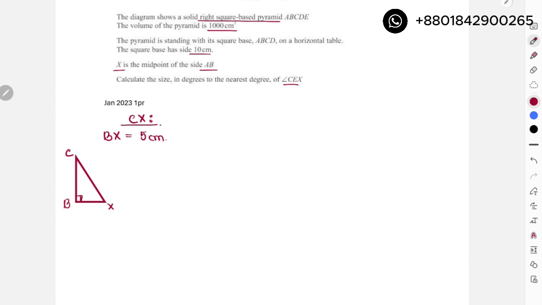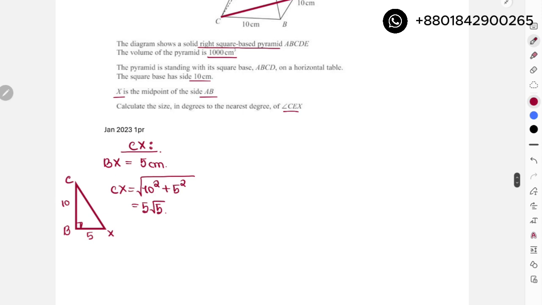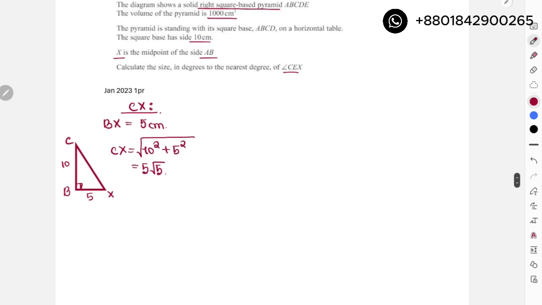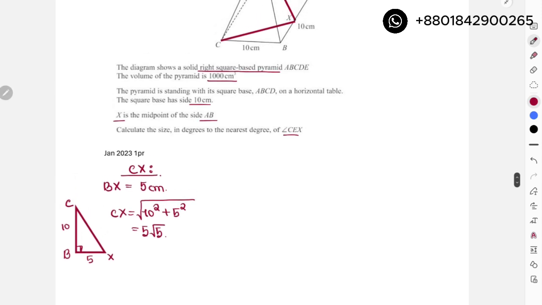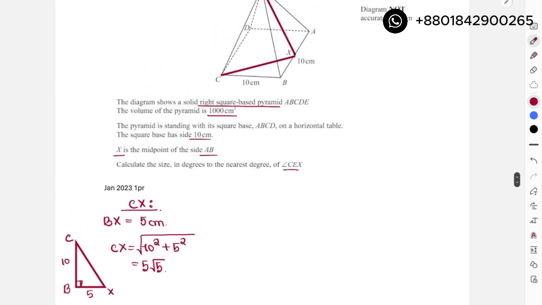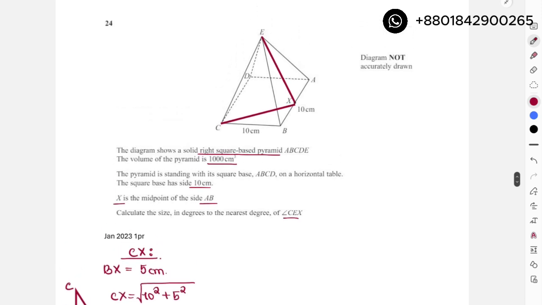Obviously, as your ABCD was a square, each corner is going to create a right angle triangle. This was 10, this is 5. So in that reference, CX is going to be the square root of 10 squared plus 5 squared, which is 5 root 5. Okay, and this is supposed to be left as a surd, not a whole number. So your CX is 5 root 5. The value for my first length is done.